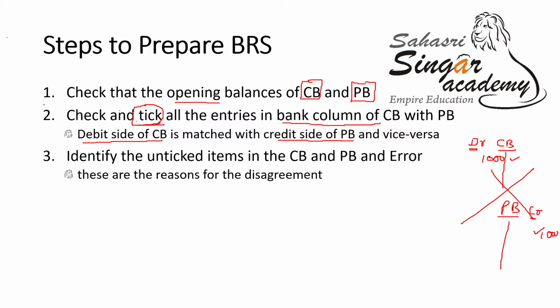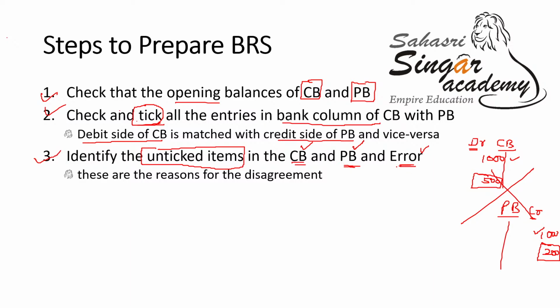Step number 3: identify the unticked items of the cash book and passbook. Probably here 500 rupees may be recorded, and here 200 is recorded. Of course, the 200 recorded here is not matching the 500 available in the passbook, and the 200 rupees recorded there is not matching the 200 rupees available in the cash book. So those things are identified. Any unticked items in the cash book and passbook are identified, and find out if there is any error. These are the three things you have to identify.